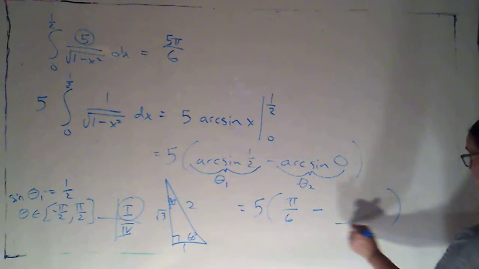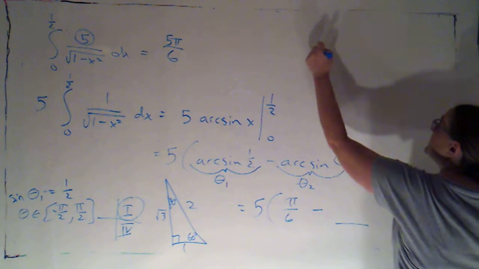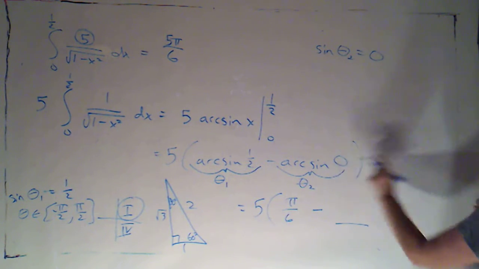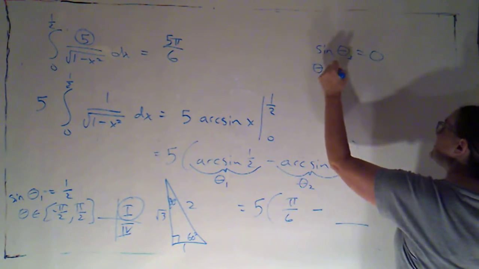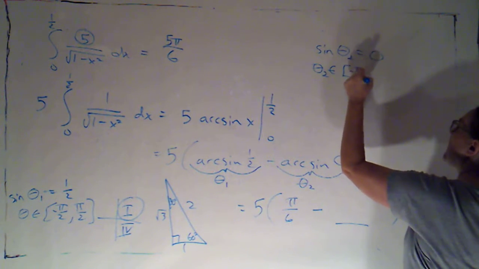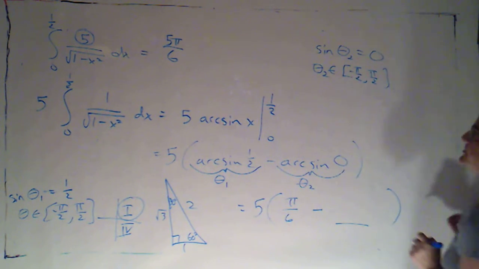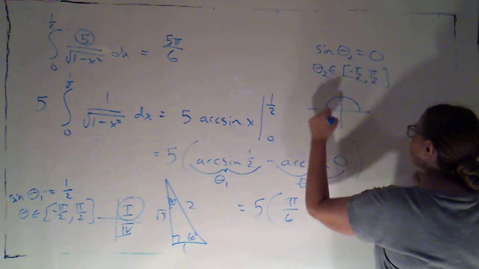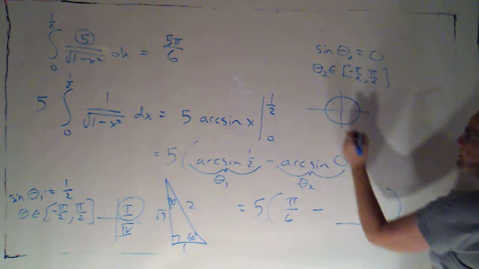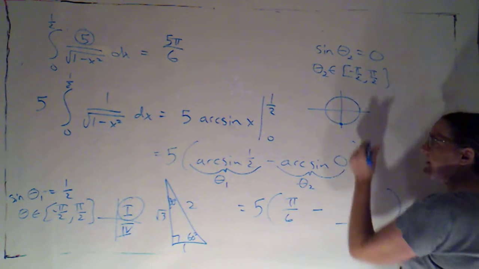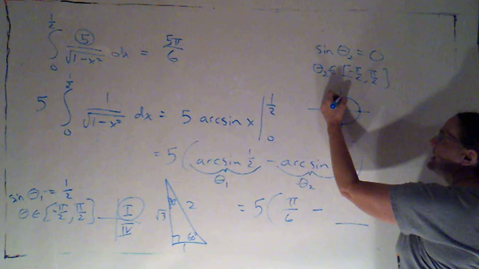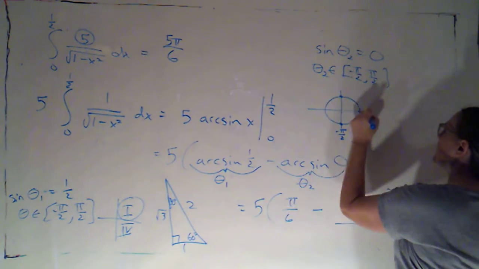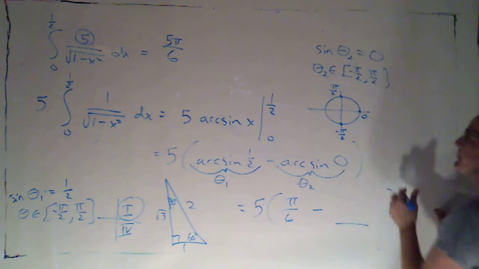So what I know about theta 2 is that sine of theta 2 has to equal 0. That's the trig ratio that we get. And also theta 2 has to be in the interval from negative pi over 2 to pi over 2. Well, if any trig function is 0, I'm talking about a quadrantal angle. And from negative pi over 2 to pi over 2, I've got negative pi over 2, I've got 0, and I've got positive pi over 2, the 3 quadrantal angles that would be in that interval.